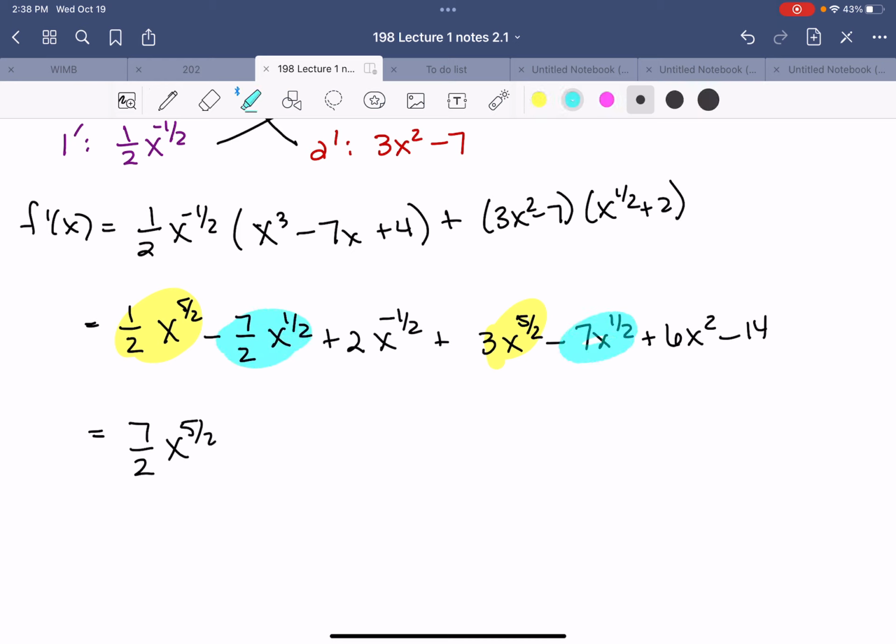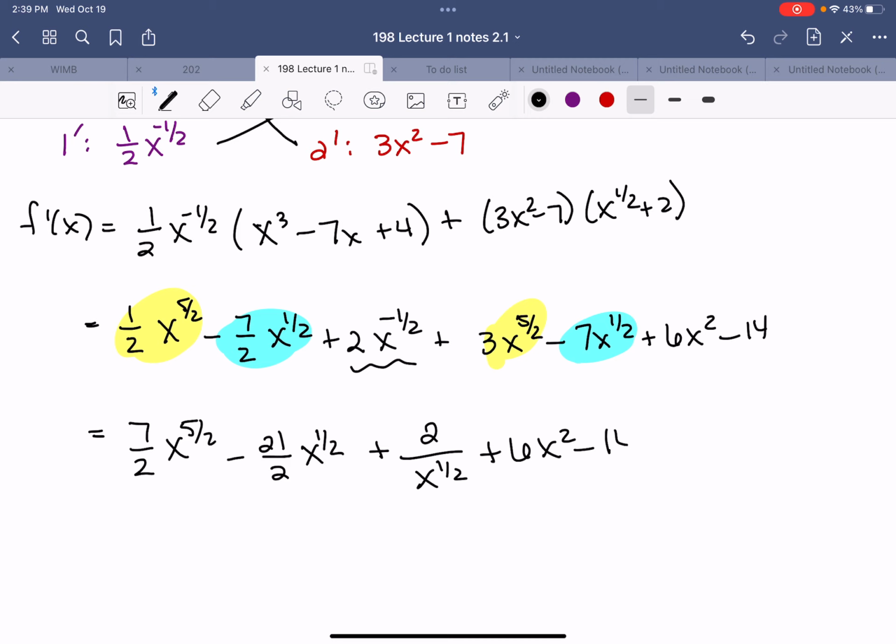These two are like terms. That's negative 21 over 2 x to the 1/2. And then I don't have any more like terms, but this one I want to rewrite without the negative. So that's 2 over x to the 1/2 plus 6x squared minus 14.